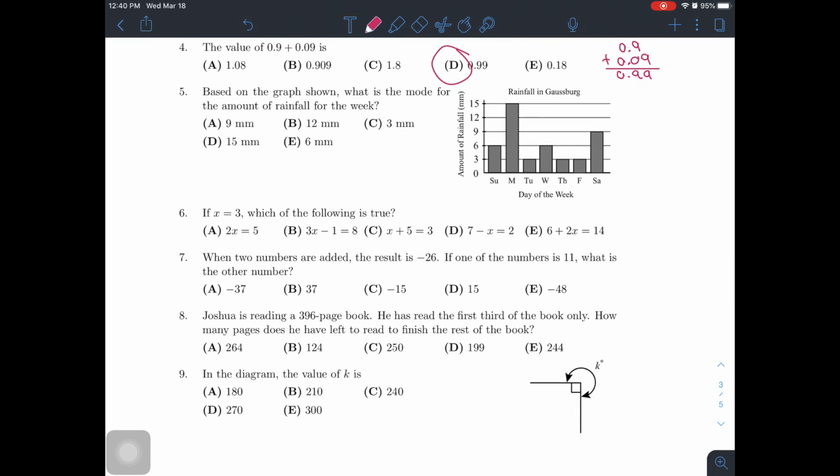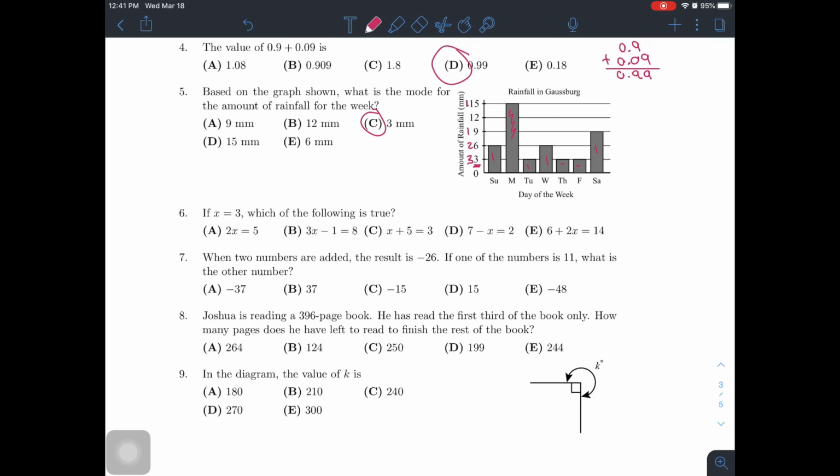Question 5. Based on the graph shown, what is the mode for the amount of rainfall for the week? The mode is the number that appears the most. So we're just going to go through this graph and look at which number appears the most. 6 appears twice here. 15 appears once, only here. 3 appears 1, 2, 3 times, so it appears 3 times. And then 9 appears once. So we see that 3 millimeters appeared the most, 3 times. So the answer is 3 millimeters.